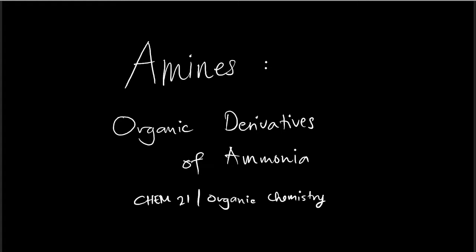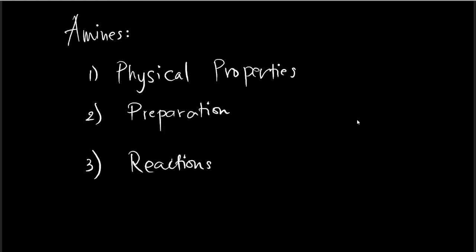This is part 2 of our second to the last lecture here in Chem 21, wherein for today we will be talking about amines, organic derivatives of ammonia. And to be exact, we will actually be talking about these three main topics regarding amines. We will be talking about their physical properties, preparations, and reactions.